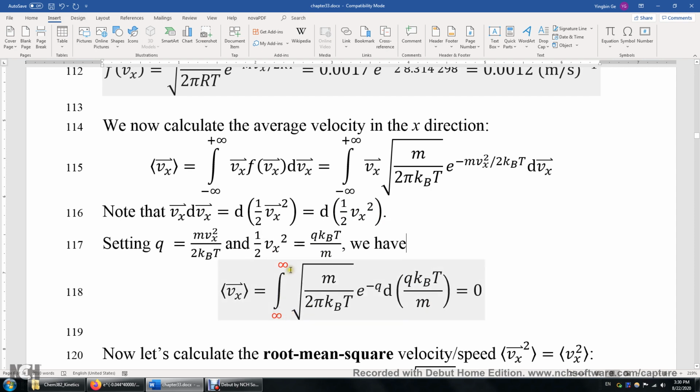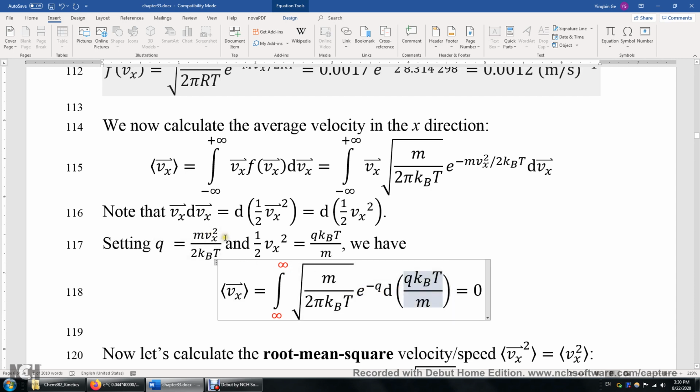Now let's pay attention to the lower limit and upper limit. So the velocity is from negative infinity to positive infinity. All right? In this case, this q, what's the range of this q? The range of this q is now from positive infinity to positive infinity, because over here this Vx is squared. And then you just need to integrate this. However you want to do this, if you have the same lower limit and upper limit, the result is going to be 0.